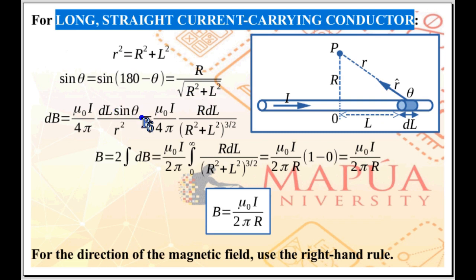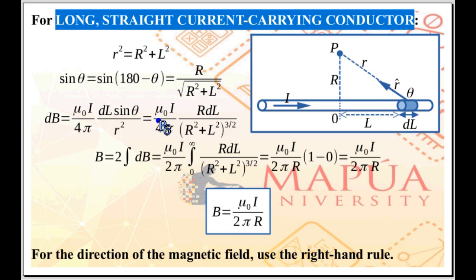Let's replace sine theta by this equation. You have mu naught I over 4 pi times R dl divided by R squared plus L squared quantity to the 3 halves. You have R squared times square root of R squared plus L squared. That will give you the denominator of the equation.